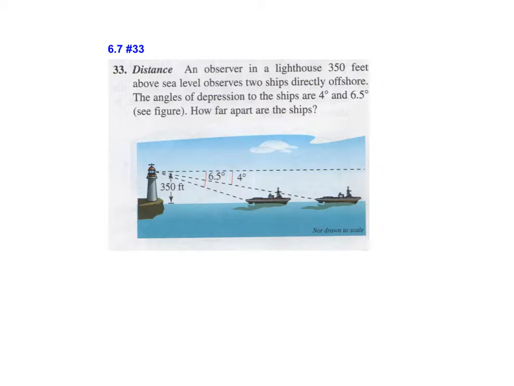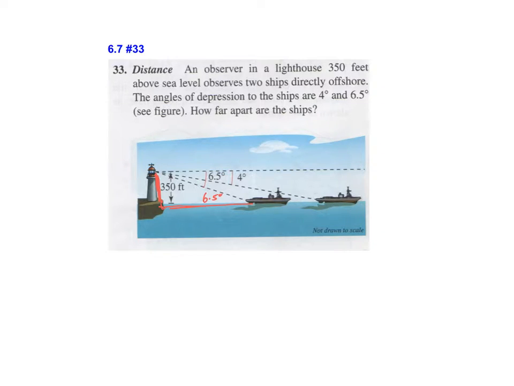So I am going to create some right triangles here. I'm going to draw in the vertical segment, which is the lighthouse, which is 350 feet, and then a horizontal segment going to the first ship. And then I'm going to transfer the angle of depression of 6.5 degrees into this right triangle using the theorem that alternate interior angles are congruent when parallel lines are cut by a transversal.